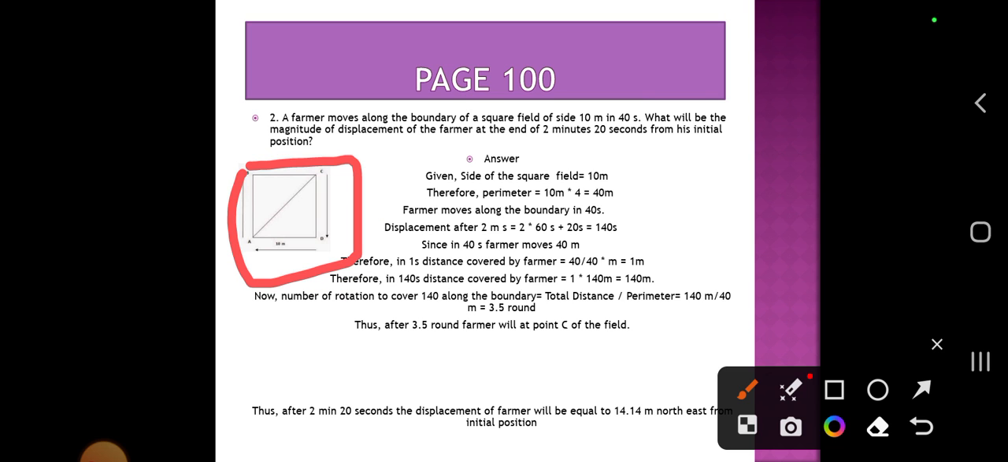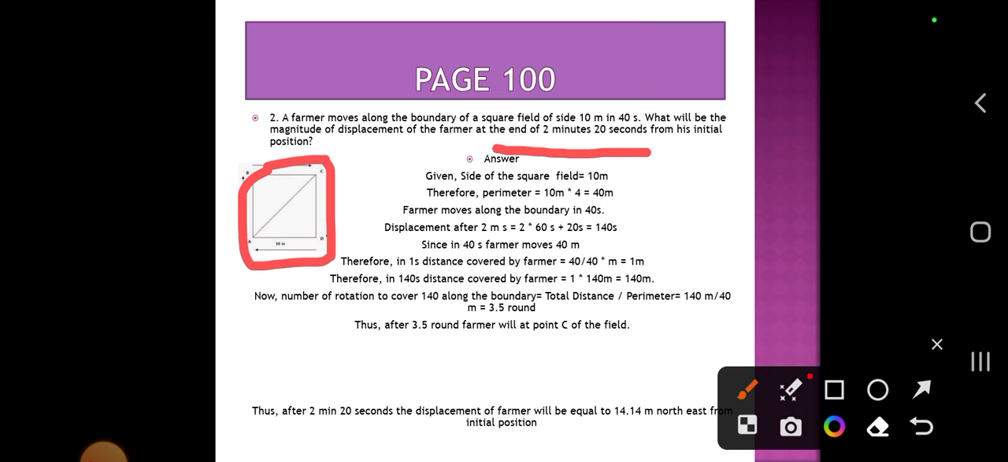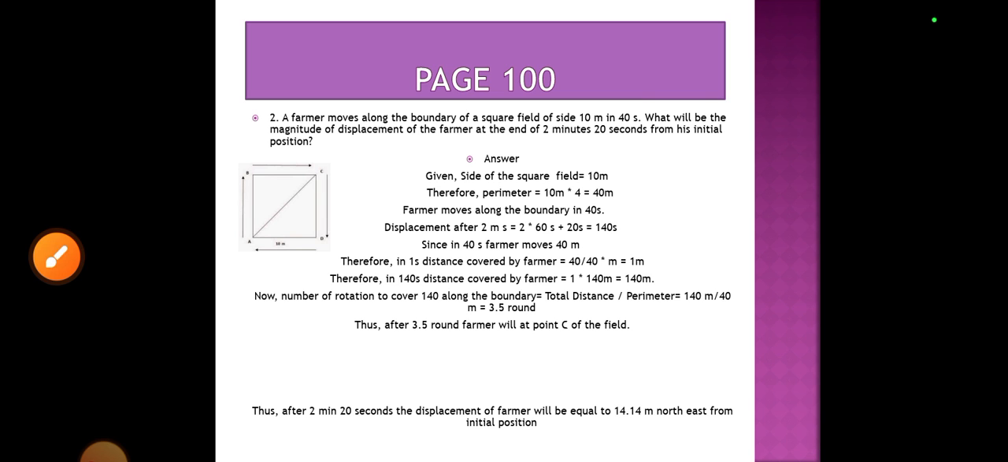So what will we have to do first? First we have to check what is the total distance covered by the farmer in how many seconds, that is the time which is given to us. So first we also convert these 2 minutes 20 seconds into seconds, because he covers the entire distance in 40 seconds. We also have to find the total rounds which he has covered. So we will get our answer.